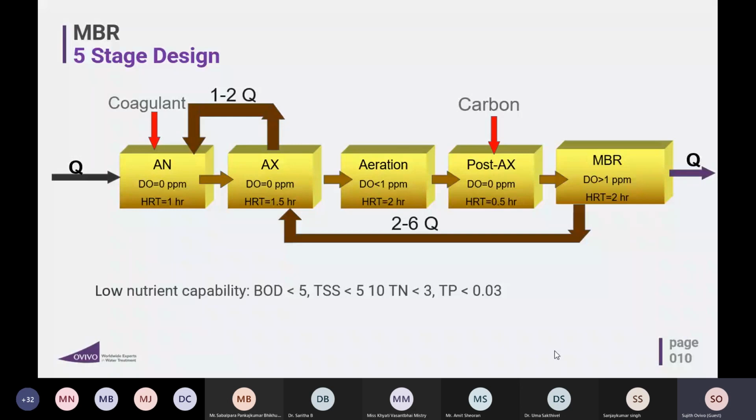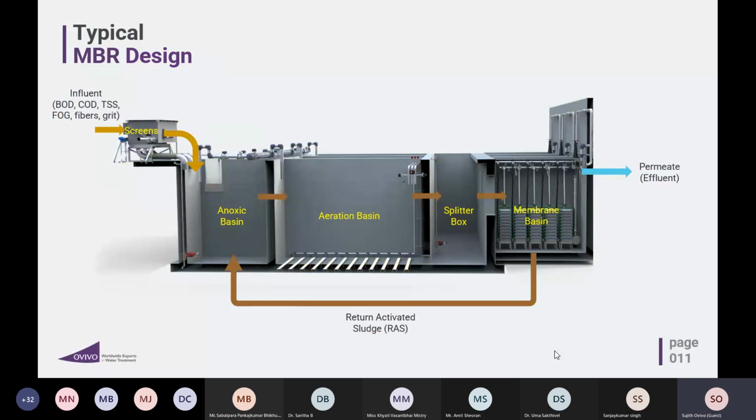So this 5-stage design is also called ultimate biological nutrient removal. In fact, when I say BOD less than 5, these are the guaranteed parameters that we are telling, but it is beyond, less than this, right? BOD less than 5, TSS 5, TN 10, TN 3, and TP less than 1, you can say it's almost negligible. So typically you will find these 3 stages of design in the market, right? And the most commonly used is this kind of design.